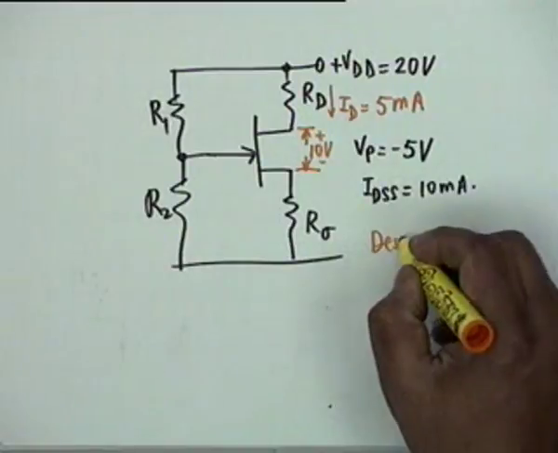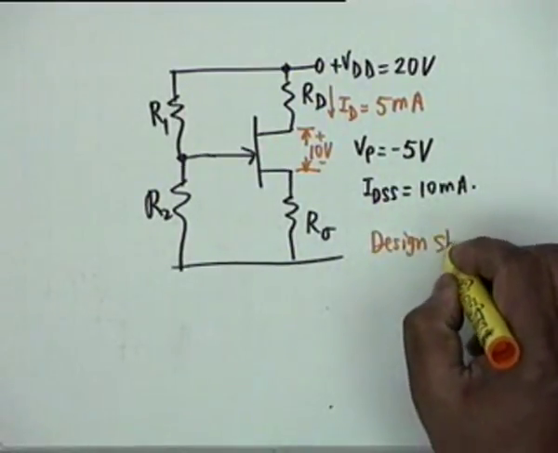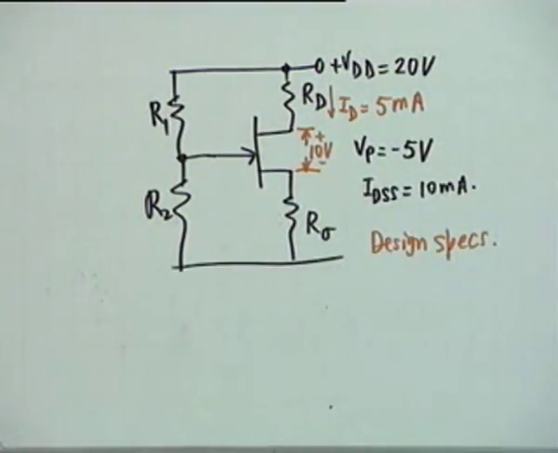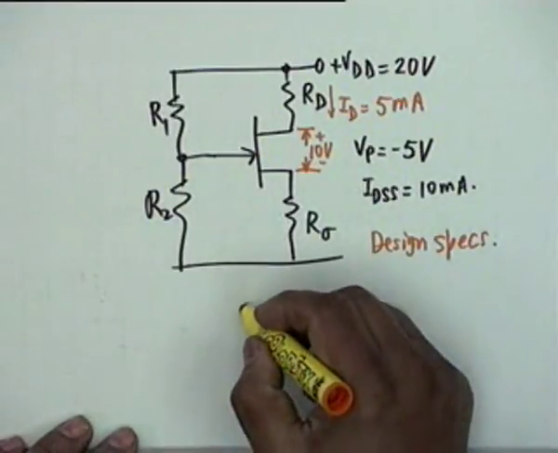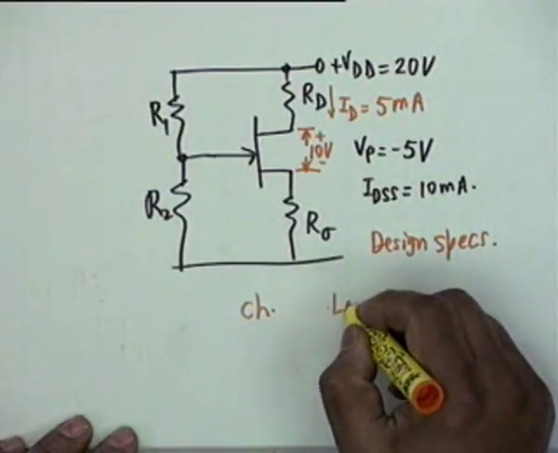This is the design specs. Design specs are shown in this color. And then you have to illustrate your answer by sketching a load line on a set of ID versus VDS characteristic. Okay, so characteristics are needed and load line are needed.